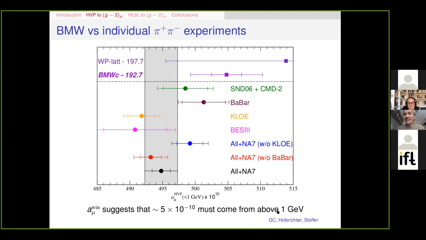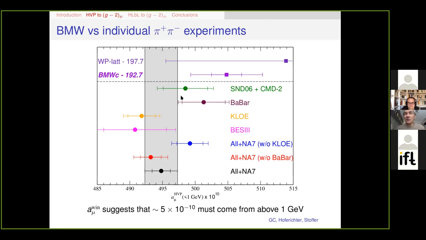And in the end, by analyzing the situation with Martin Hoferichter and Peter Stoffer, we concluded that in fact at least about 5 × 10⁻¹⁰ must come from above one GeV. And so instead of shifting the BMW result by 197.7, which is the contribution in the data-driven approach which comes from above 1 GeV, I have to subtract something smaller than that by at least 5 units. If I do that, BMW gets shifted to the left and it becomes much more compatible with BaBar.